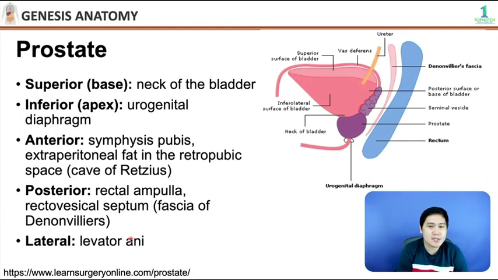Okay? In terms of relations, so this is your prostate. Ito yung prostate. Okay? Superiorly, ayan ang neck of the bladder. Okay? Inferiorly, this is your urogenital diaphragm. Anteriorly, you will have the symphysis pubis in the retropubic space. Okay, not seen in this picture na. Okay, and posteriorly, you have the rectal ampulla, the rectum, and the rectovesical septum or your Denonvilliers fascia. Okay, so posteriorly. Laterally, you have the levator ani muscles.